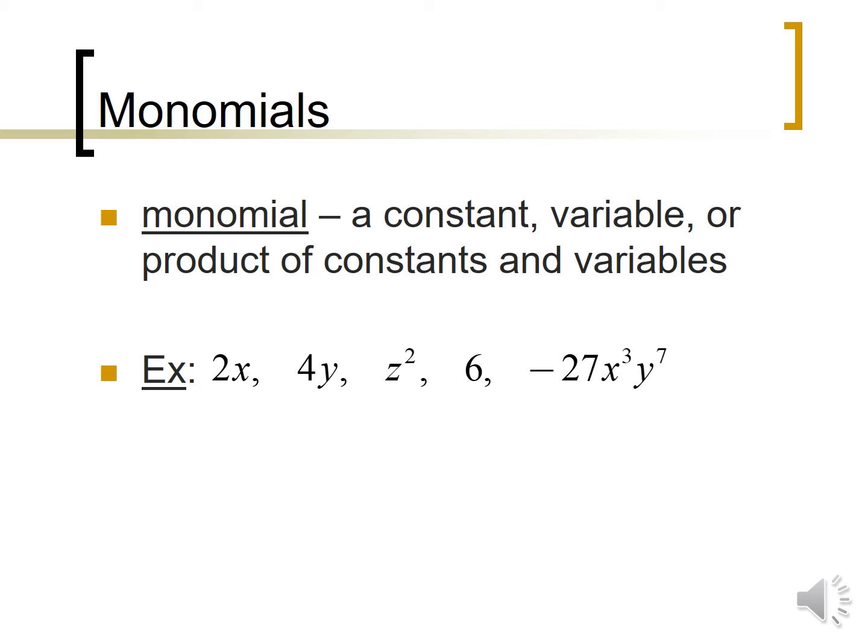They're either constants, variables, or in pretty much all the other cases, except for 6, the product of constants and variables. 2 times x, 4 times y, z times z, negative 27 times x times x times x times y times a whole bunch of y's. These are all examples of monomials. Take a moment and make sure this is all in your notes.